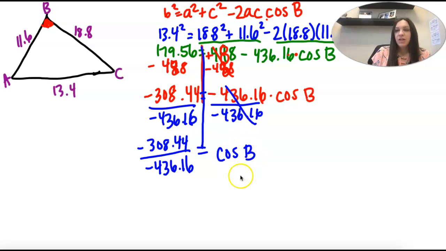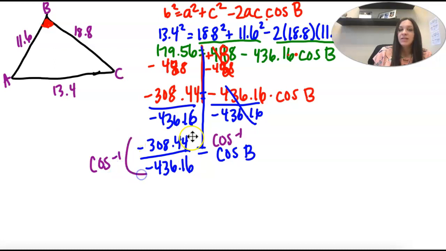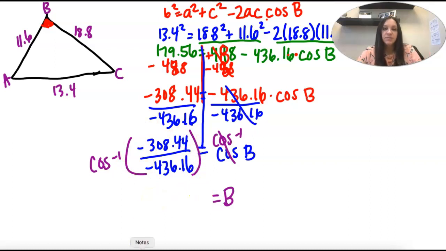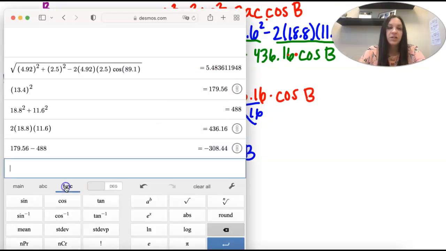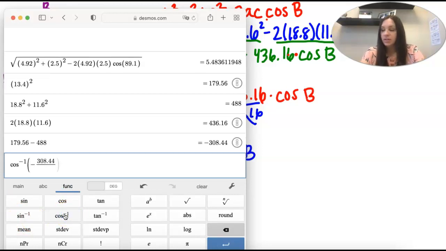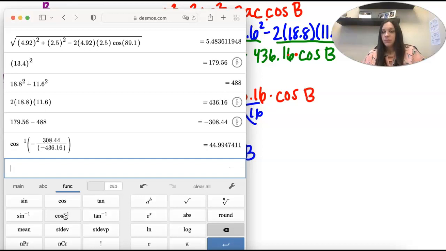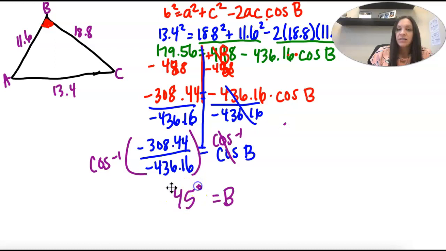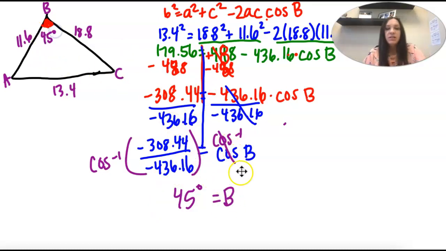Okay, so now how do you get rid of a cosine? You take the inverse cosine of both sides. So B is the inverse cosine of this. Okay, so function inverse cosine of negative 308.44 divided by negative 436.16. And that rounds to 45. So see how that's a nice even number? If I would have rounded back here, I would have got something else. So B is 45 degrees.